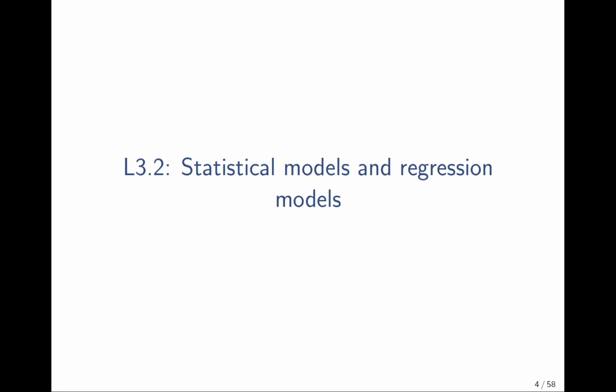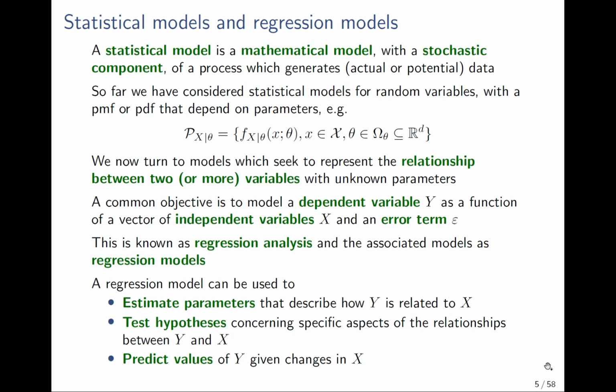So, what do we mean by a statistical model, and what are the key features of statistical models? Well, we've come across this before in a sense already in what we've covered in the course. A statistical model is simply a mathematical model with a stochastic component of a process which generates the actual or potential data. So we talked about this in lecture 1. Stochastic because we're dealing with uncertainty.